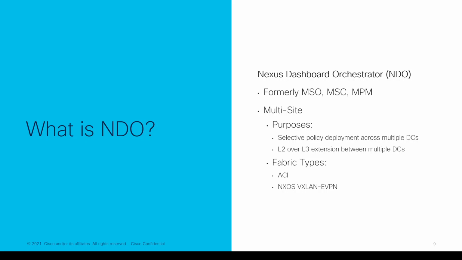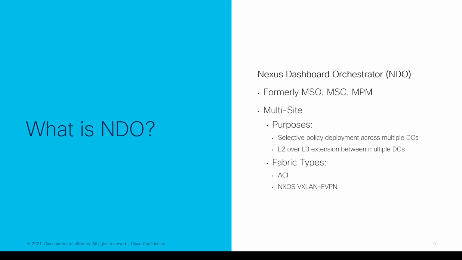You will need one instance of NDO to manage multi-site for all the ACI data centers. You'll need another instance of NDO to manage multi-site for all the NXOS, VXLAN, EVPN data centers. You may need to host the separate instances of NDO on separate Nexus Dashboard clusters. I'm actually unsure of that requirement, so that's something to check into before you do something like this.